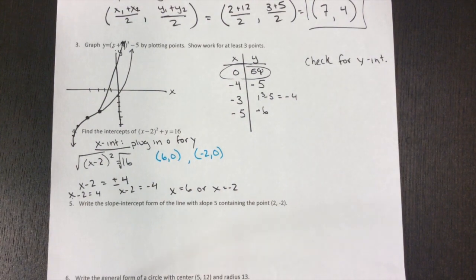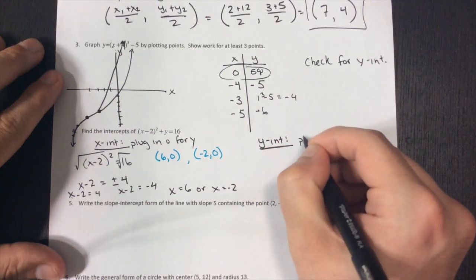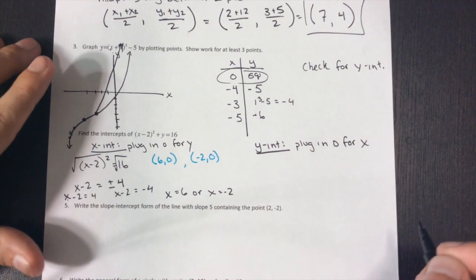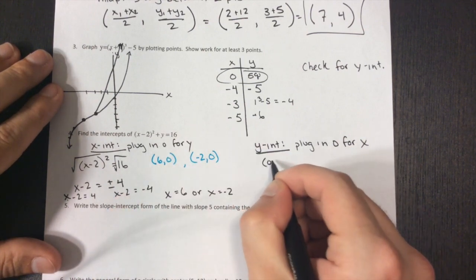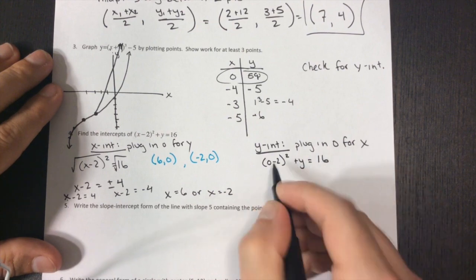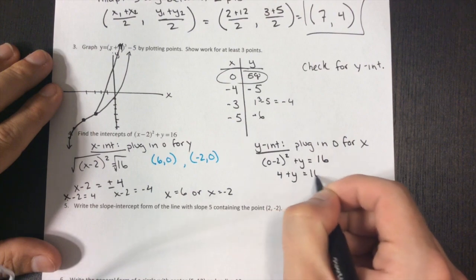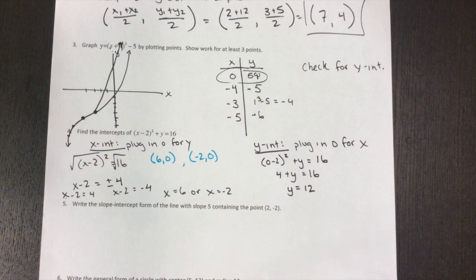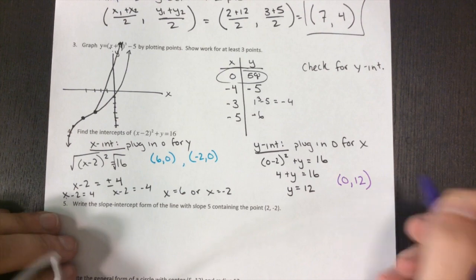For y-intercepts, just like we did above, plug in 0 for x and solve. So in our case, if I plug in 0 for x, I'm going to get 0 minus 2 squared plus y equals 16. Well, negative 2 squared is 4, plus y equals 16, so y equals 12. So my y-intercept, if I write that as an ordered pair, is (0, 12).